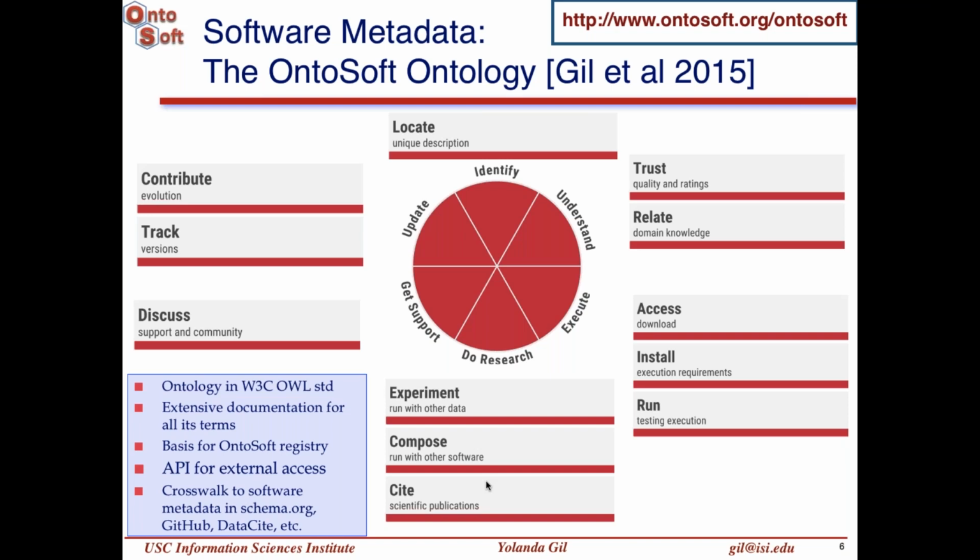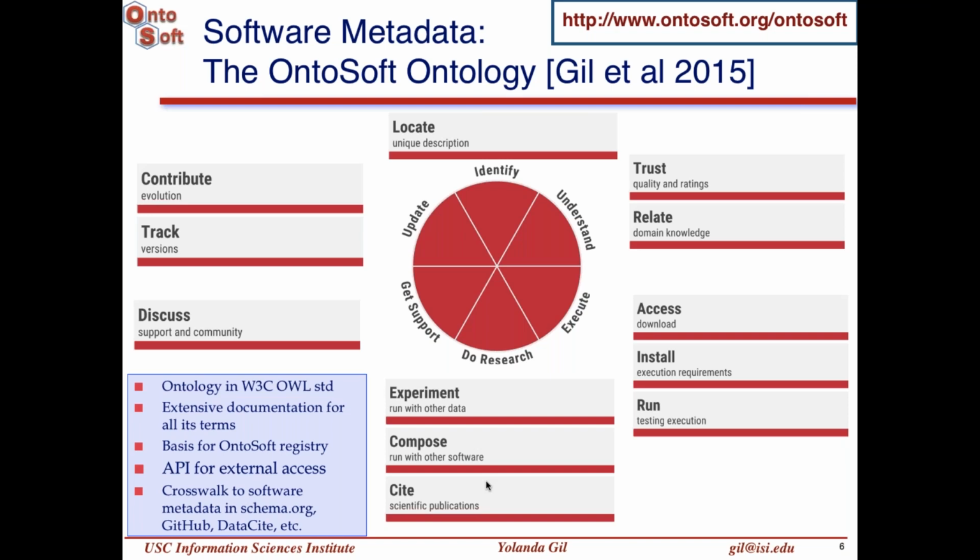So one is identifying that the software is what we're looking for, if we have some identifier for it, or we know who the author was. Another is to understand what the software does and how it works. Another one is to execute it, to run it. So accessing the software, installing and running it. Then doing research with it. That means that you want to run the software with your own data. You want to compose it with other software, and then finally cite it, and then get support and possibly contribute to software updates or get software updates.